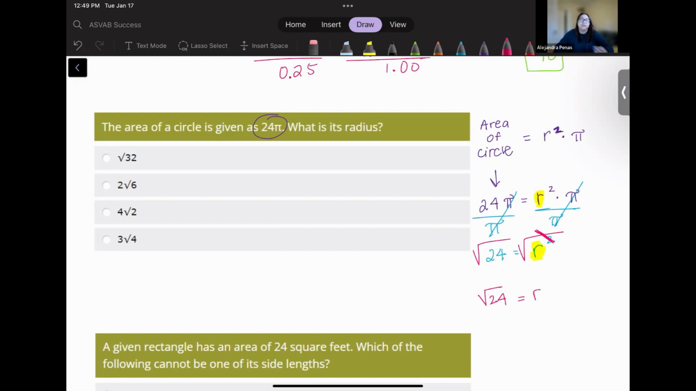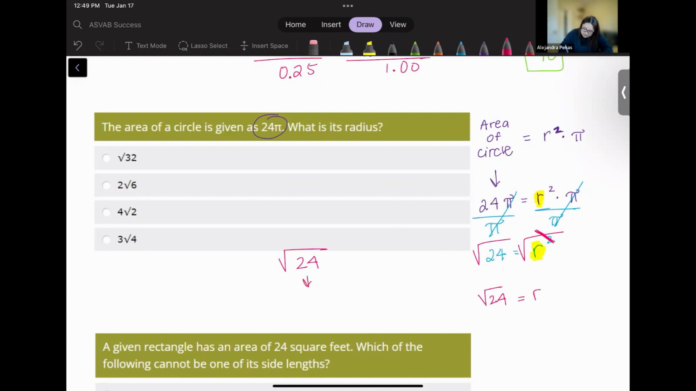But if you look at your answer choices, the square root of 24 is not there. Why? Because they just simplified the square root. So let's simplify the square root of 24. I want you to tell me, what two numbers can I multiply to get 24, and one of them has to be a perfect square? 6 and 4. 6 times 4, yes.